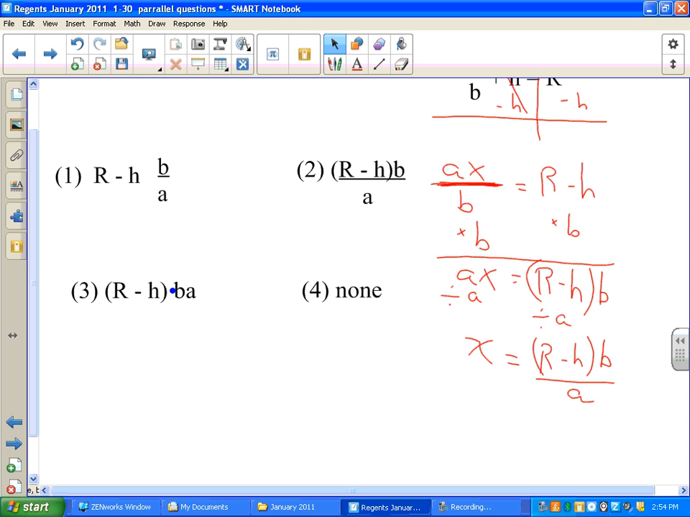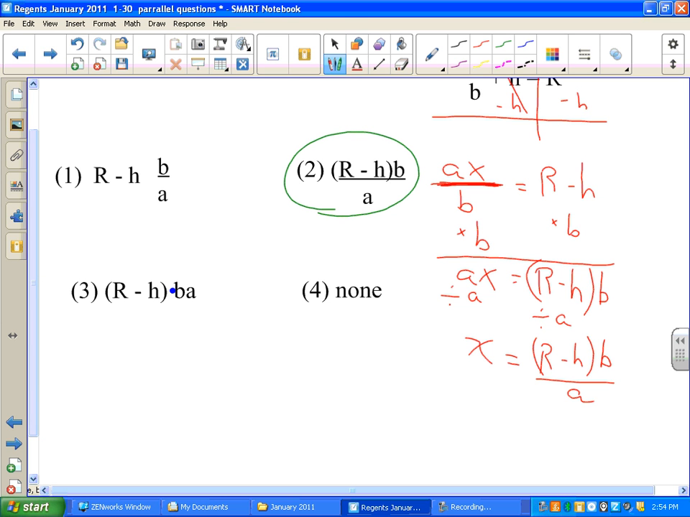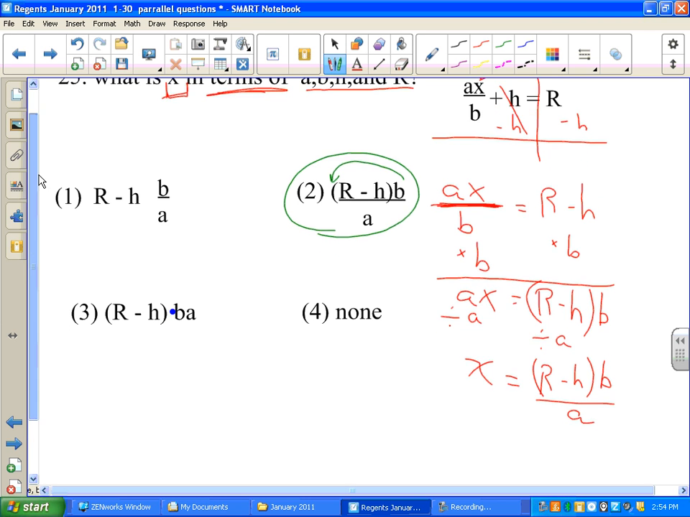Take a look at the answers. Honestly, I thought I was going to have to commute the b to the beginning, but I didn't. That's an exact match. Let's summarize this really quickly.